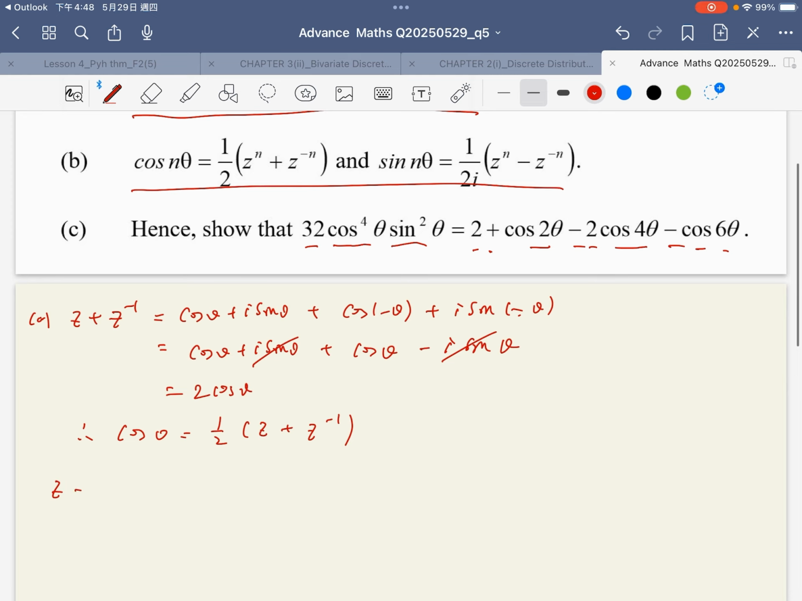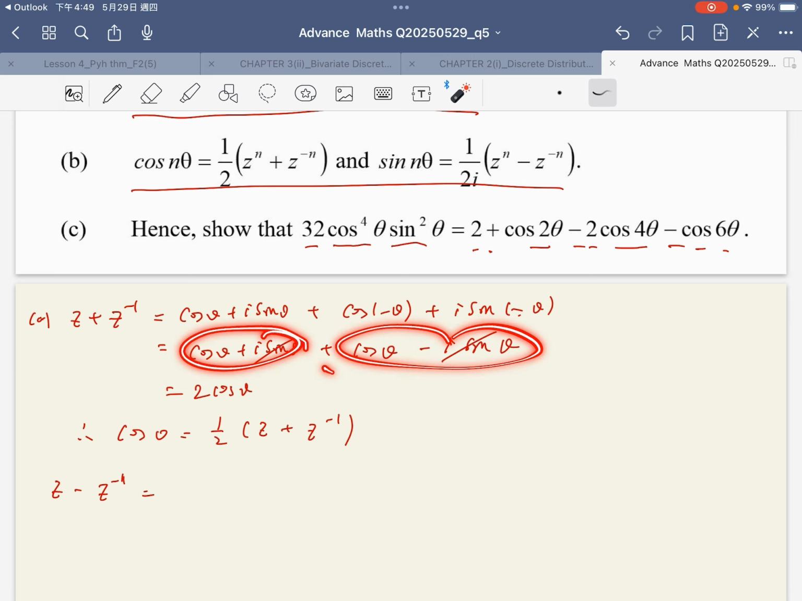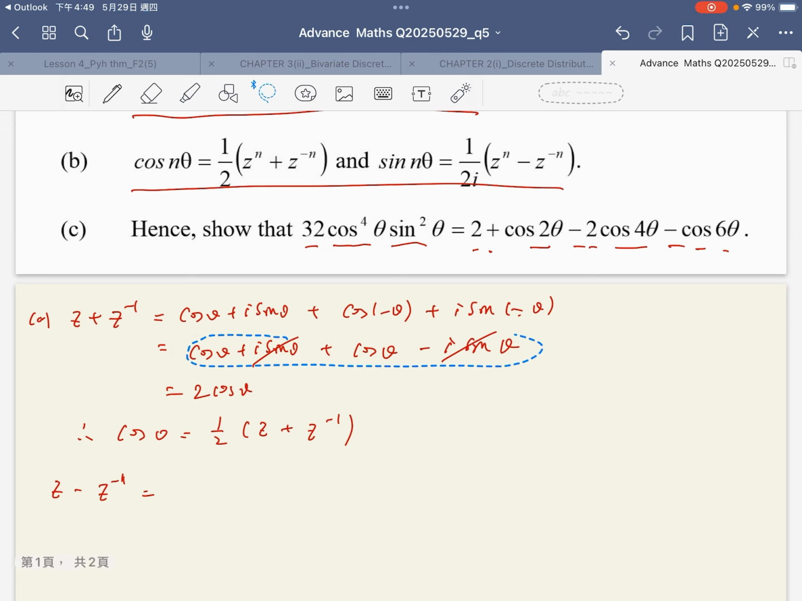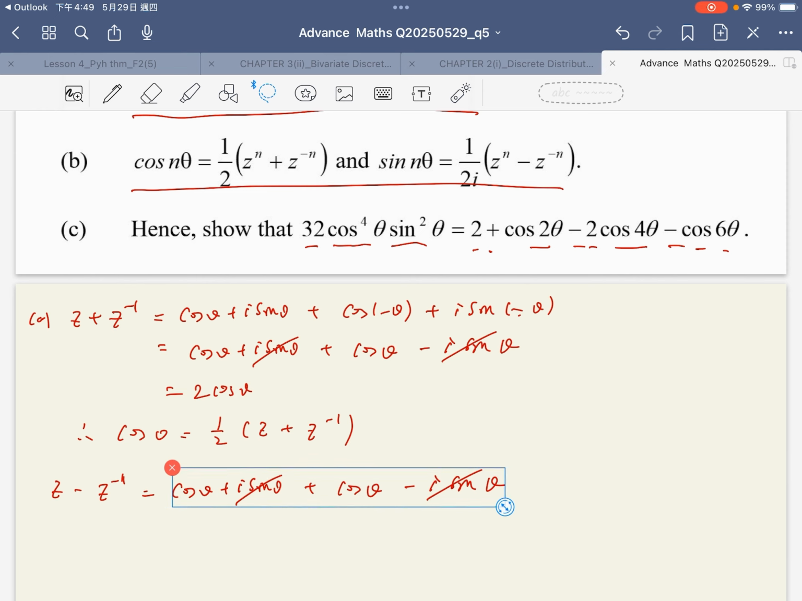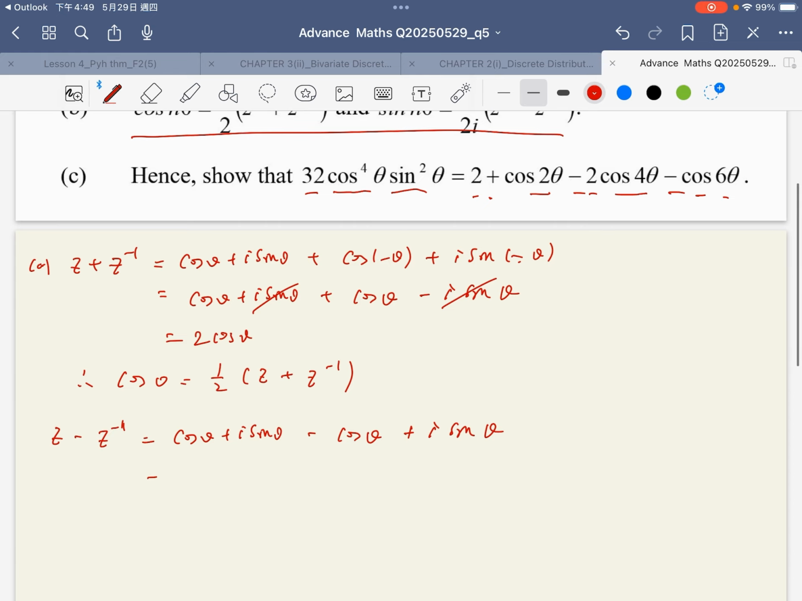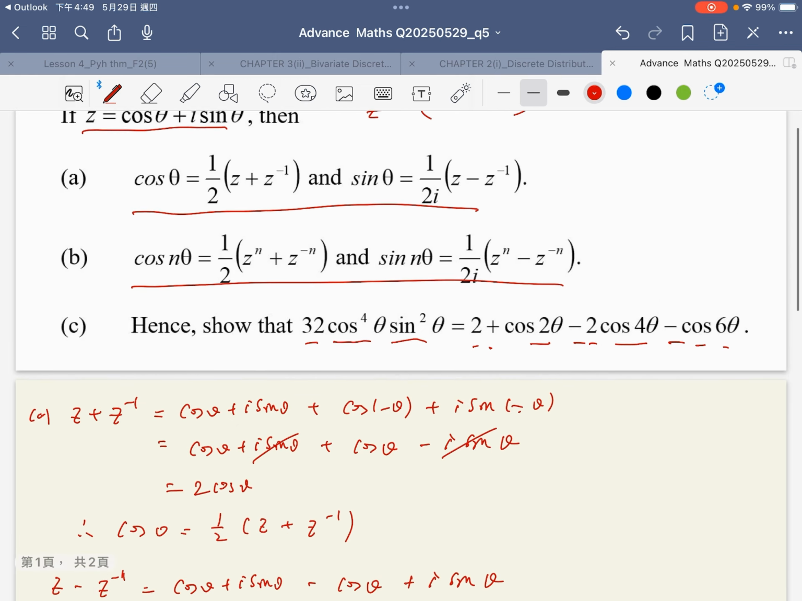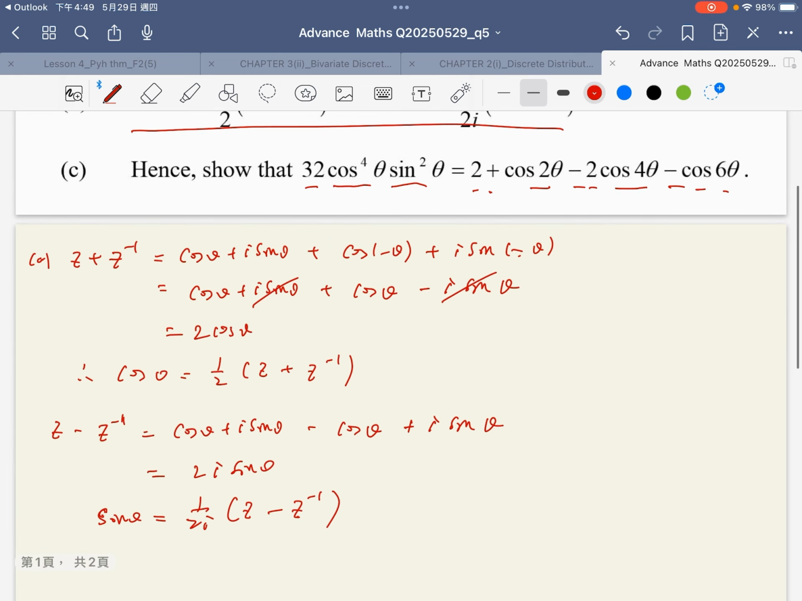And then for z minus z to the power minus 1, I only have to copy this one but change the sign. This becomes plus, this is negative. These are 2i sine theta. Therefore, sine theta equals 1 over 2i times z minus z to the power minus 1. That is for part A.